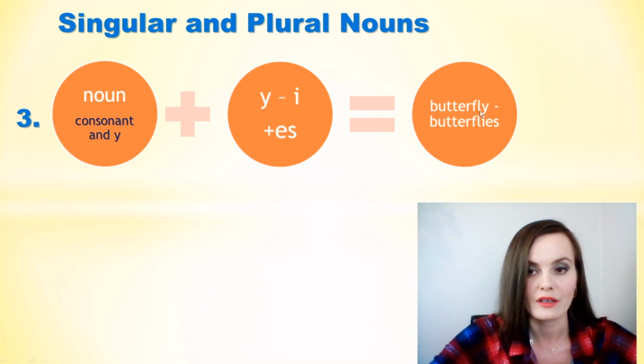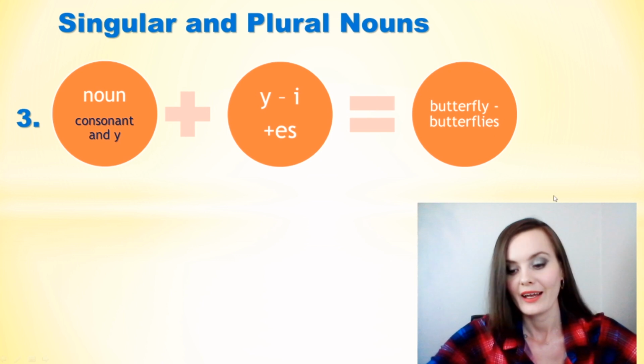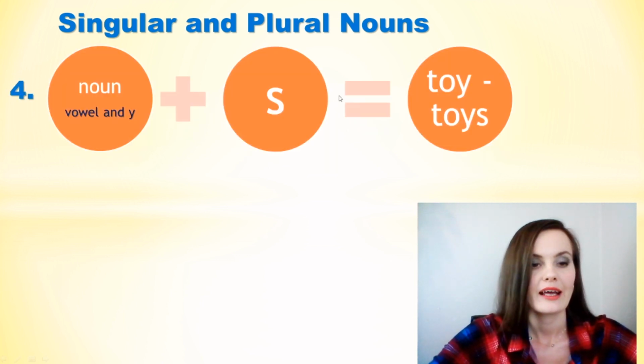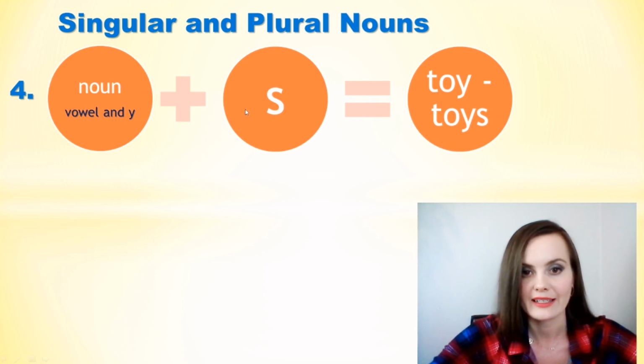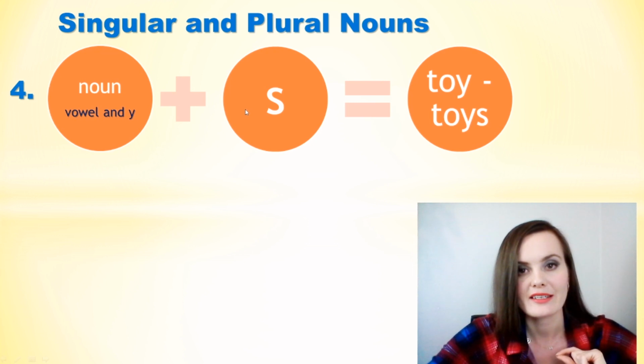It ends with a consonant, here you can see. And we change Y into an I and add es. And the final rule, if a noun ends with a vowel and letter Y, you just simply add an S. That's it. Same as with the first rule. So we get toy, toys. Okay?